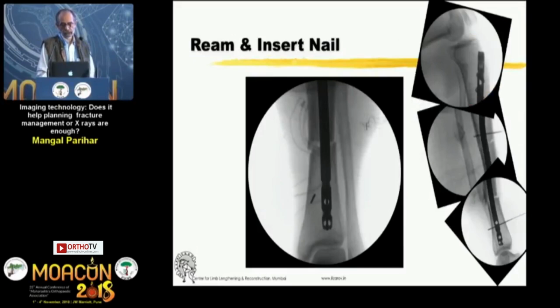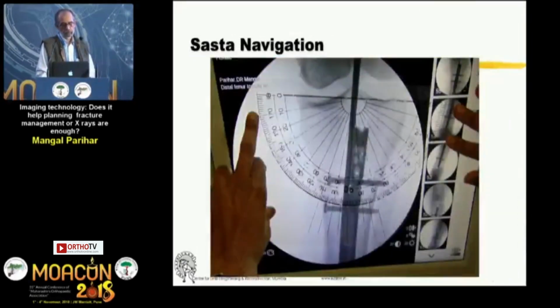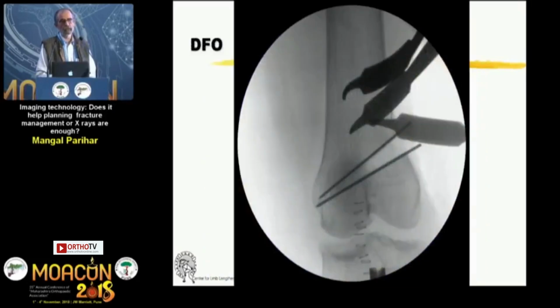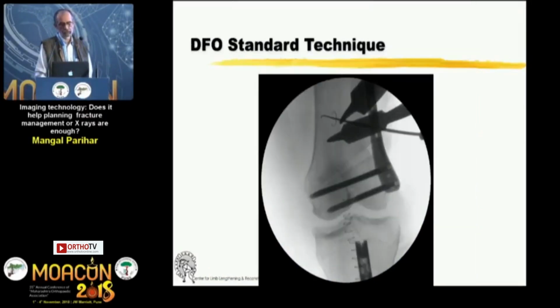Right? There are checks at every point, which I will come to in a bit. And then I have this method of SASTA navigation. I've printed out a protractor on an OHP sheet and am putting that. So this one is measuring from the joint line what is the angle of this guide wire, which is 88 degrees, which is what we wanted to confirm, that we are in the appropriate angle. And then we go ahead and do again a distal femoral closing wedge osteotomy, standard technique.